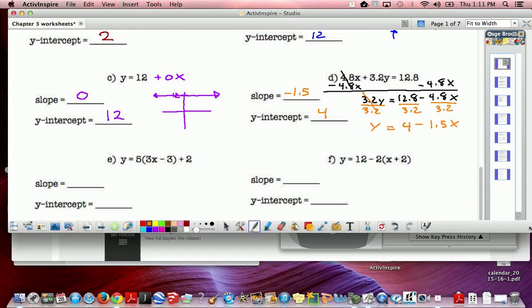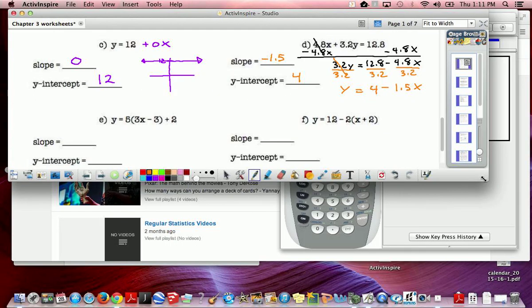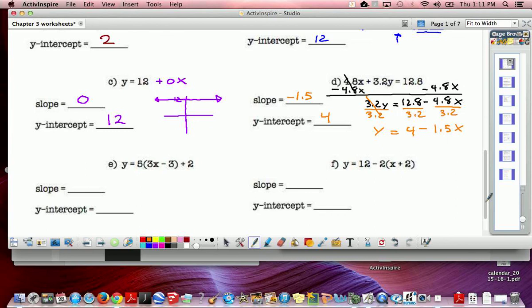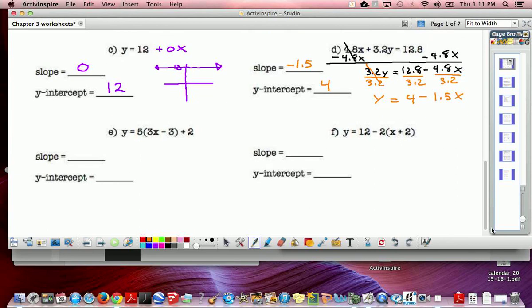Letter E, whoa, that shrunk big time. I didn't want to shrink that much, but I just wanted to move it up a little bit. On letter E, here, we got a little more math to do. We have this 5 that needs to be distributed, or we have to multiply everything inside the parentheses by that 5. So I need to do that first.